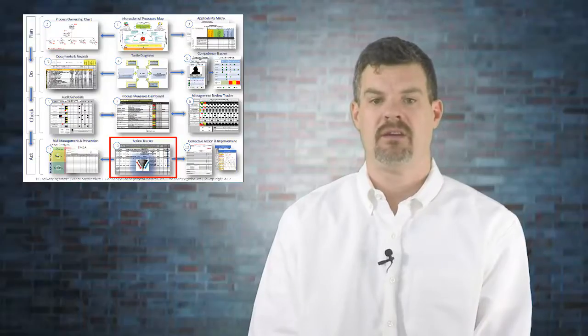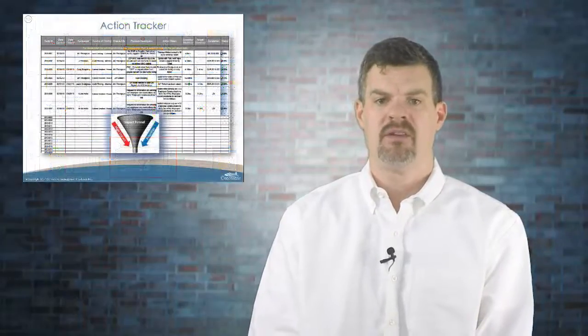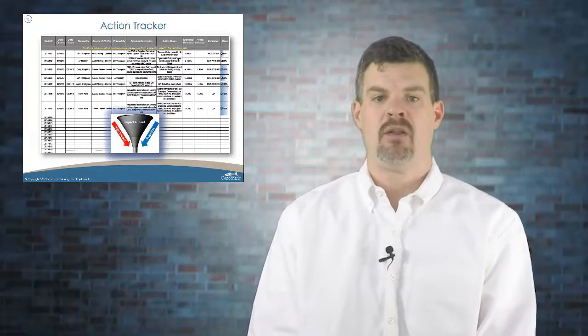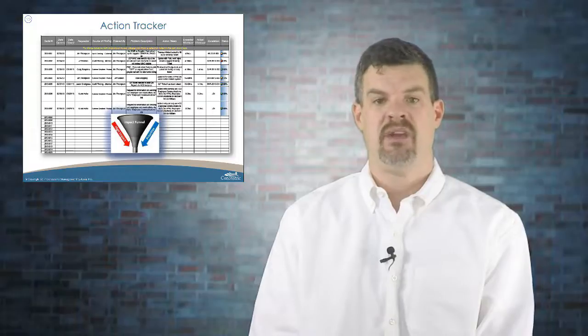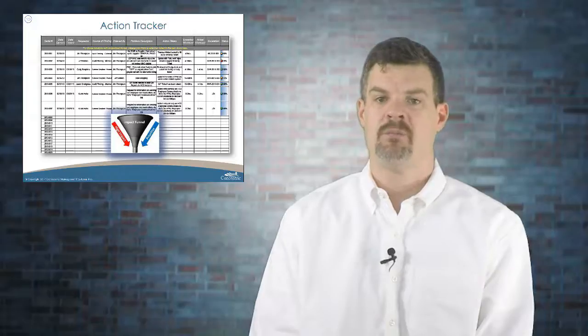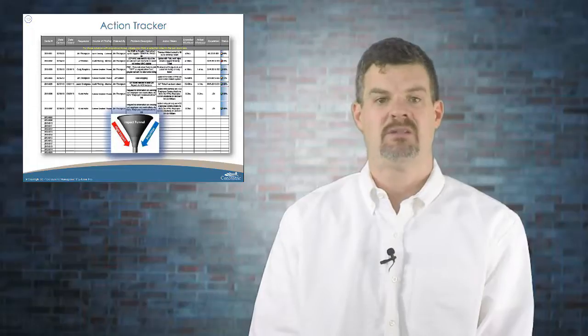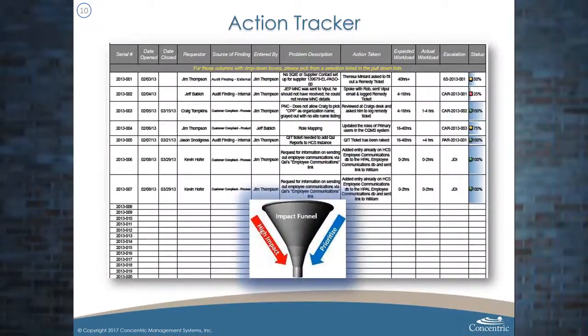Tool number 10, Action Tracker. So the Action Tracker works like a funnel. The idea is, let's take all of our actions, be it for opportunities, for risk, for nonconformities in product, material, process, big problems, small problems, big ideas, projects, whatever, put them all in this Action Tracker and treat it like a hopper. And what we want to use the hopper for is understanding those items that are high impact and which ones should be prioritized.